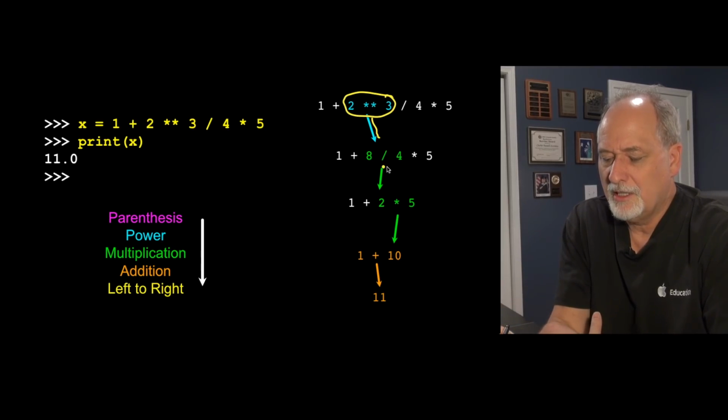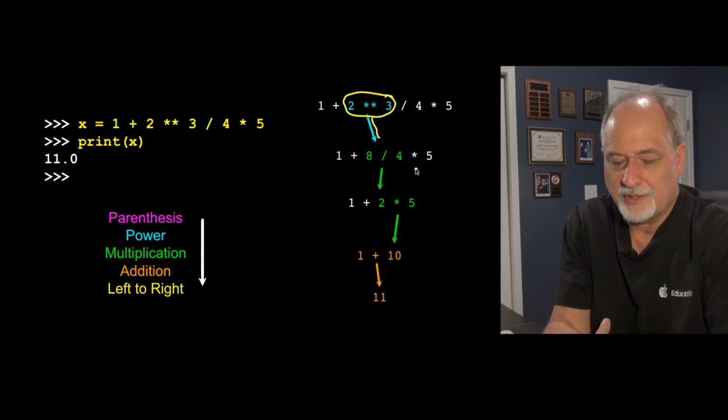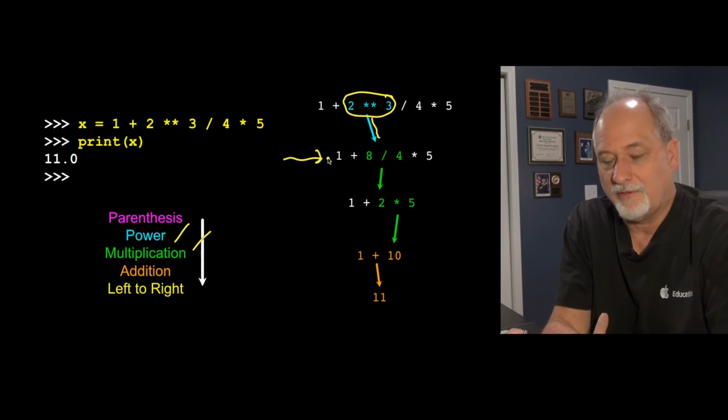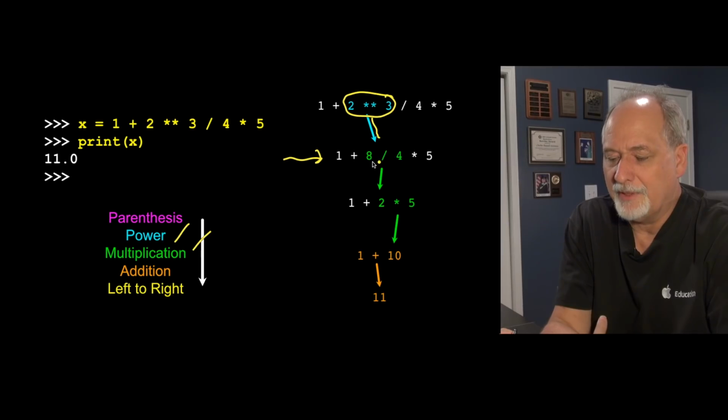Then what I would do is I rewrite the whole thing with the 8 there. And now I look across and I'm looking for multiplications because the power's been done. The multiplication is what I'm looking for next. And then there is both multiplication and division. They're equal. They're at the same level. And so what happens is they're done left to right. 8 divided by 4 happens before 4 times 5. And so the fact that it's not 4 times 5 but instead 8 divided by 4 is because of the left to right rule. So then this gets rewritten.